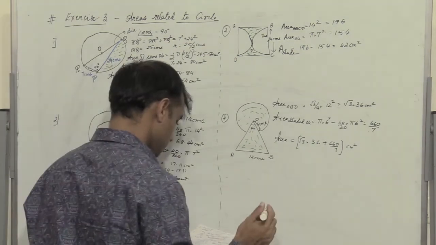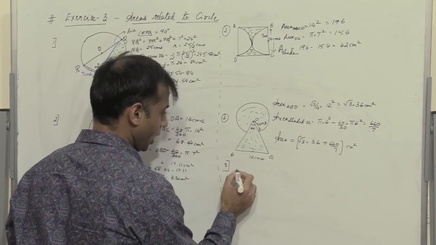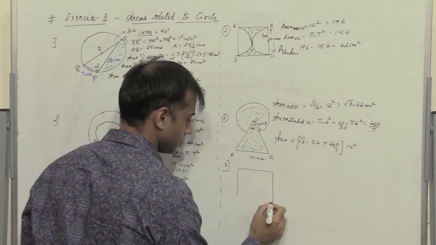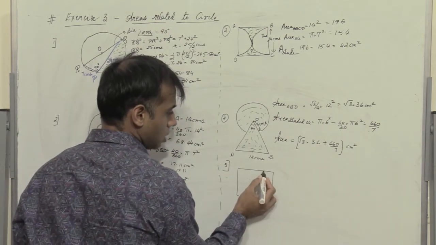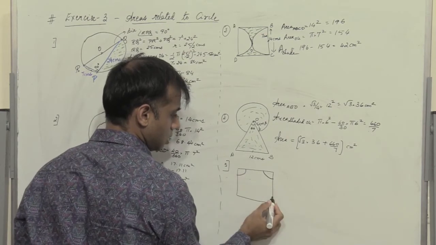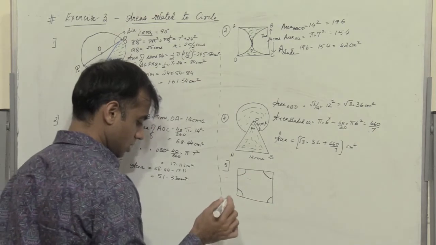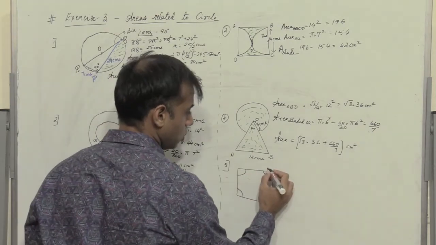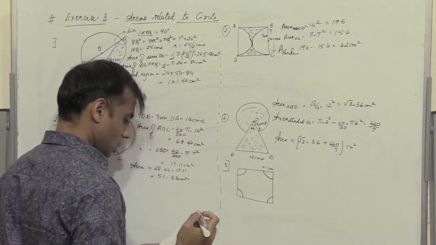Next, fifth one. There is a square and then on four corners we have these circles, a quarter of a circle of radius 1 centimeter. So the radius is 1 centimeter.